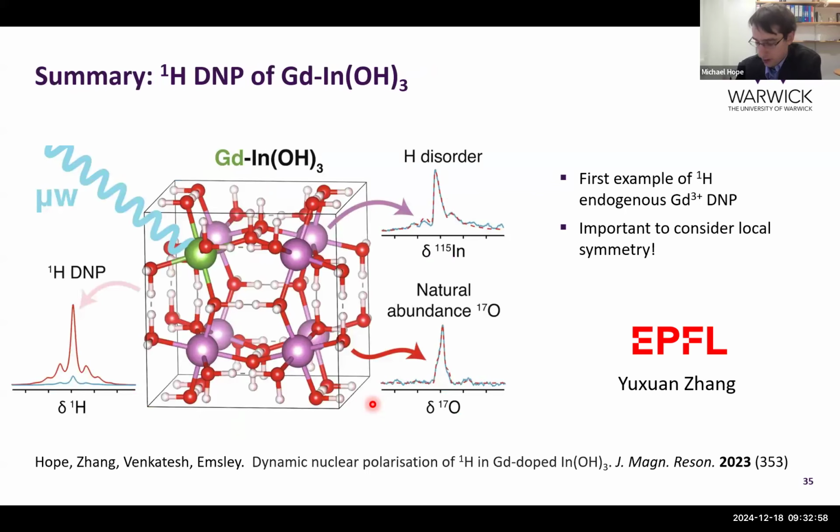So with that, to sum up this little story, this was the first example of proton DNP using endogenous gadolinium. So that meant that we could get a proton DNP enhancement. We could use it to measure the natural abundance of oxygen. But of course, it's very important to consider the local symmetry, and that came out both in the indium NMR and also in that EPR line shape.